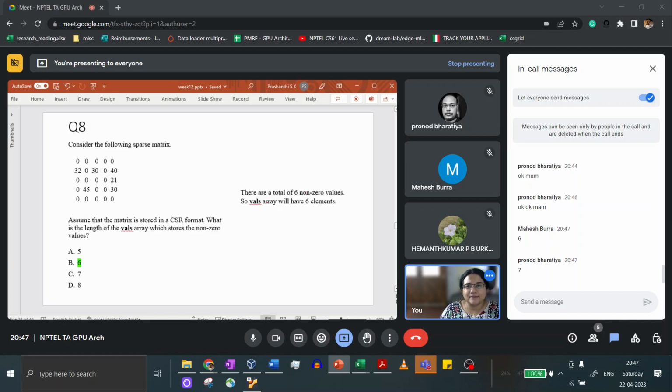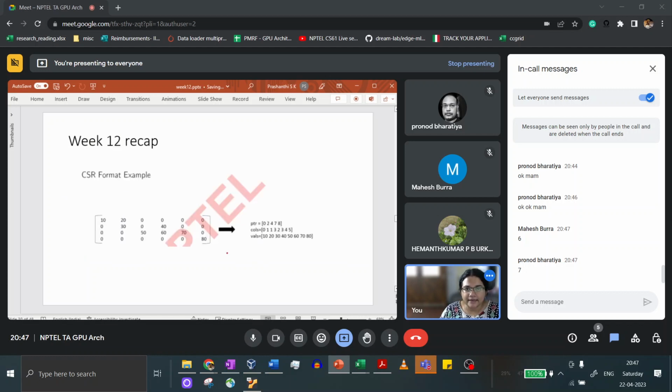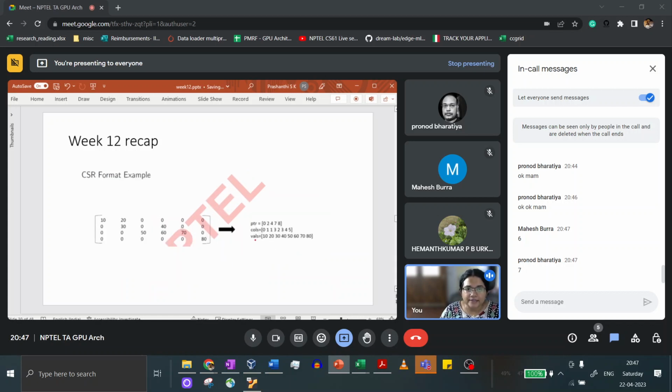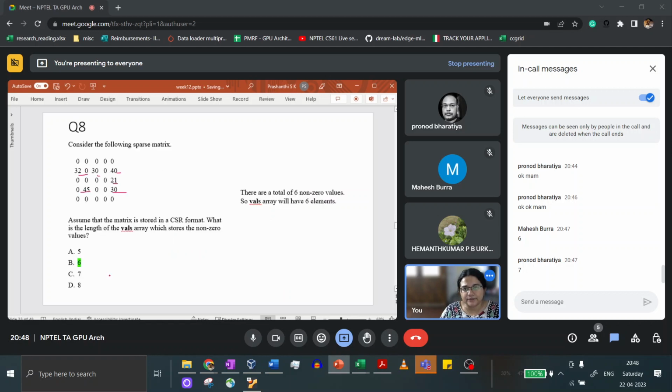It is 6. So there are totally 6 non-zero values. So the vals array has exactly 6 elements, right? Remember we just studied this. Val is of length nnz, which represents the number of non-zero elements. Same for col, right? The val array actually stores these non-zero values, so it's the same as the number of non-zero values, which is 6. So this should be clear. Moving on.